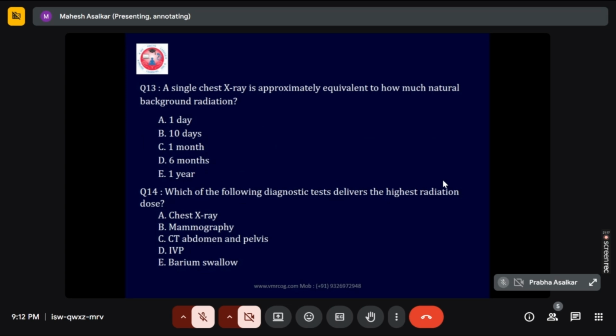Actually, 1 month. 10 days. B. I don't know, sir. Yes, 10 days. A single X-ray test is approximately equivalent to natural background radiation of 10 days.